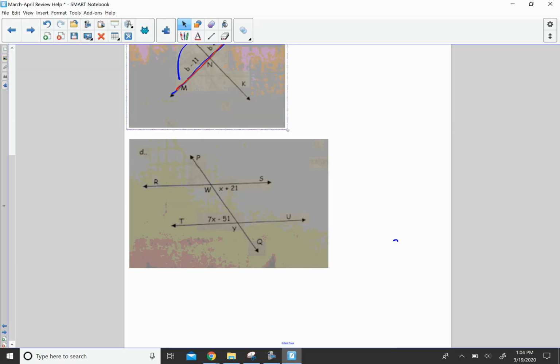All right, so for letter D, this time our picture is 2 parallel lines again, cut by the transversal. So you have to figure out the relationship between this 7x minus 51 and this x plus 21. I've automatically recognized they're inside angles. They're on opposite parallel lines and alternate sides of this transversal. So those are considered alternate interior angles.